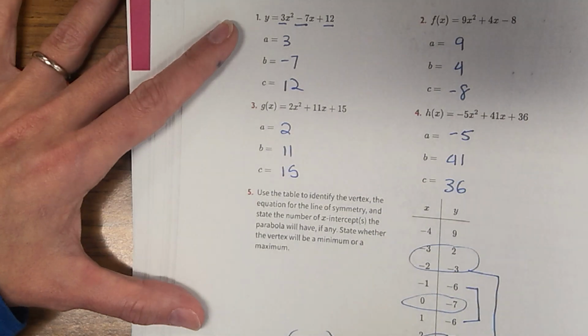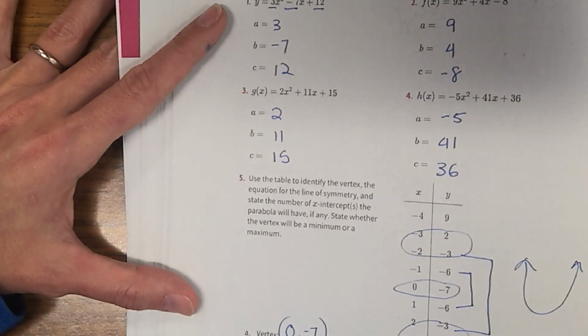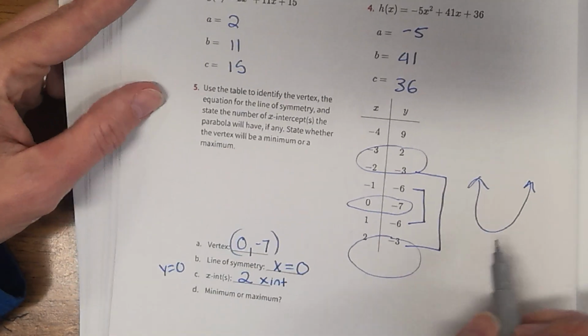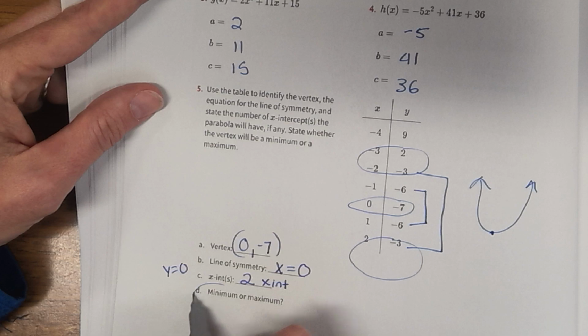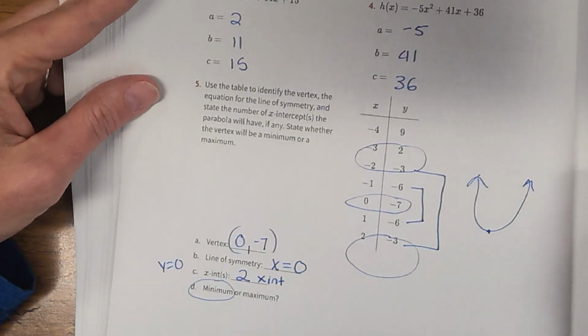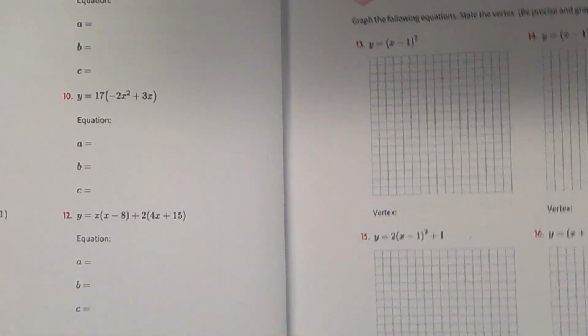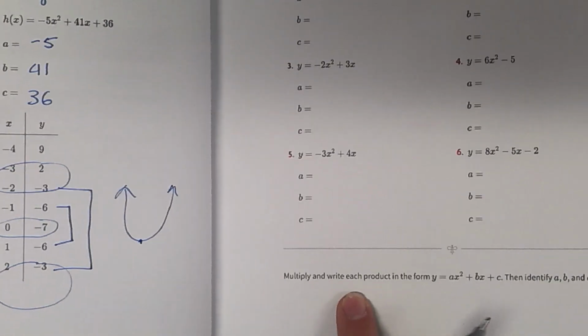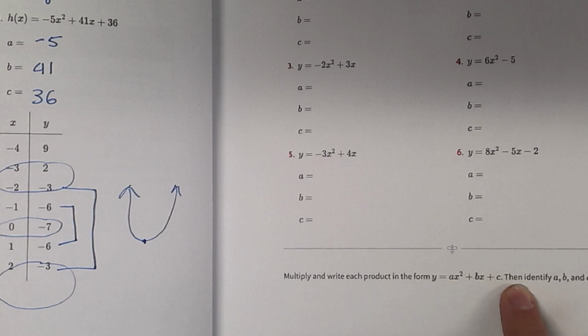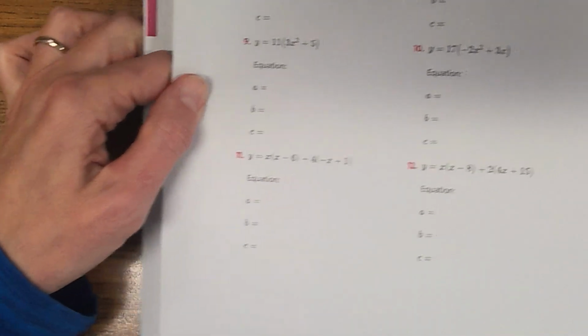Okay, and then is this going to be a minimum or a maximum? Well, if it's opening upward, if this is our parabola, then I think, ooh, you can't see what I'm writing there. How about that? Then I think we're going to have a minimum value just right there. Okay, so let's check it out. And you're ready, identifying A's, B's, and C's. I think you're going to be okay with that. Now, here's the thing. It says the instructions are here, so just be careful. Multiply and write each product in this form, and then identify A, B, and C. So if you get to these and you're confused, it's because the directions are on the previous page.